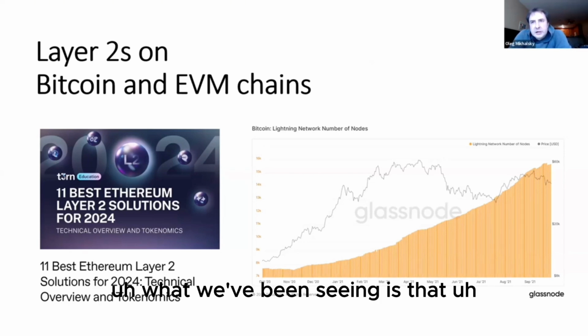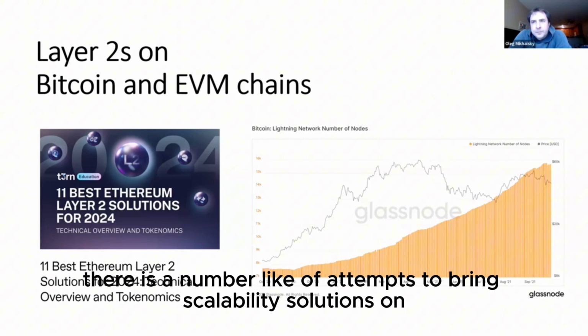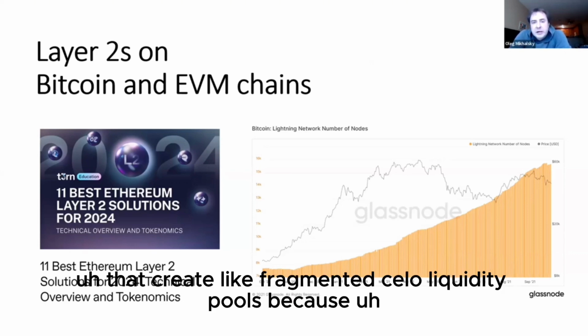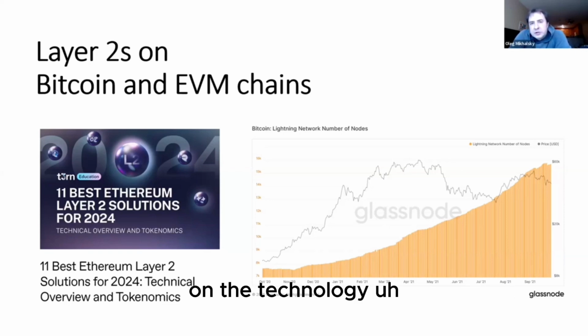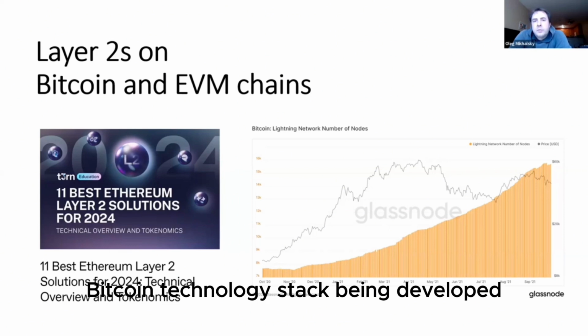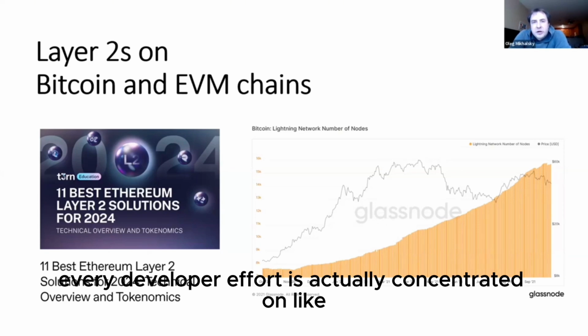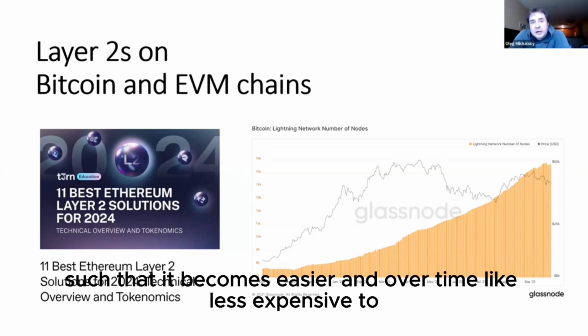What we've been seeing is that in EVM-based chains, there is a number of attempts to bring scalability solutions in addition to EVM chains that create fragmented siloed liquidity pools, because these scalability solutions are sort of competing on the technology approach and on the adoption side, whereas the Bitcoin technology stack is being developed more like the internet stack of protocols.